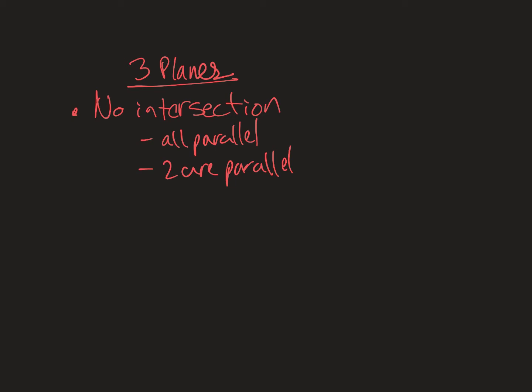And the third way is none of them are parallel, but think of kind of a triangle formation where every 2 intersects in a line, but there's no place where all 3 intersect. So I'm going to call that the triangle situation. Okay, so no intersection could happen. They could all be the same plane, so coinciding planes or same planes.